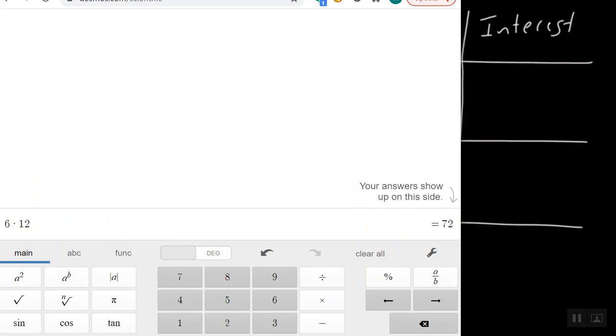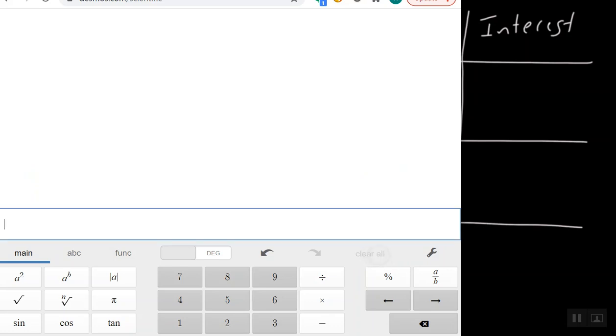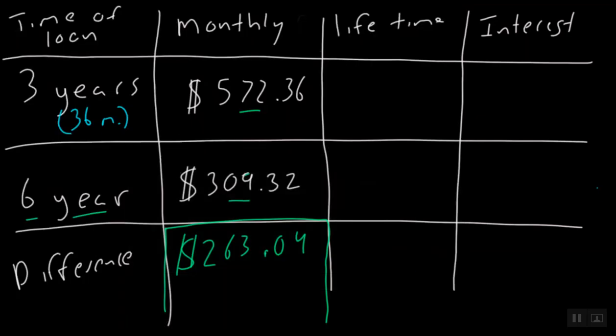Okay, let's go ahead and take a look here. I'm going to go to my secondary calculator. And let's take that $572.36 and multiply that by 36. And the answer is $20,602.08. Okay? Well, what is the lifetime of the loan for our 6-year payments?